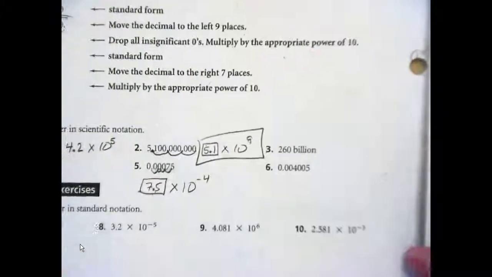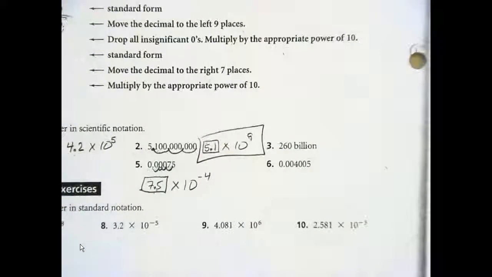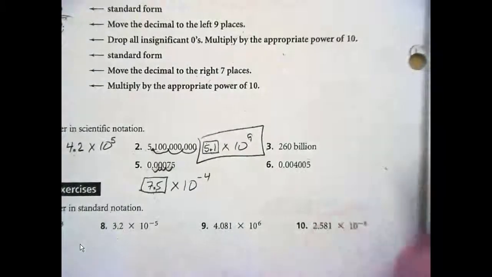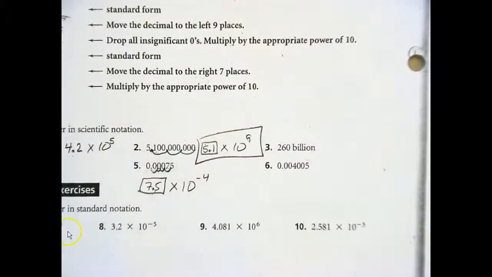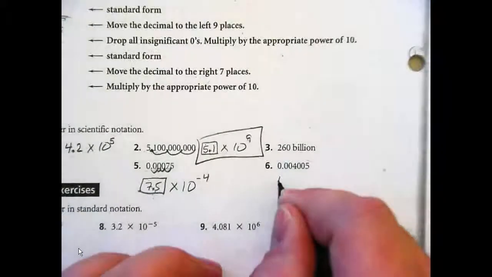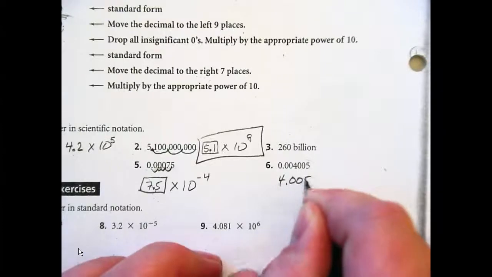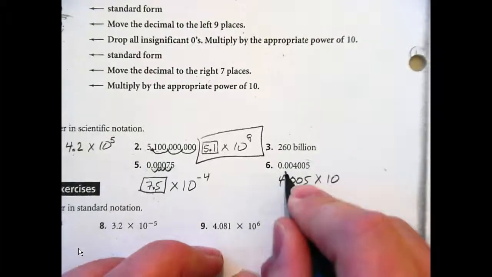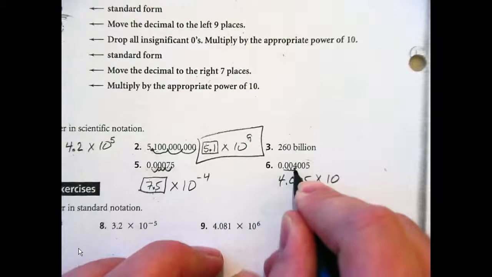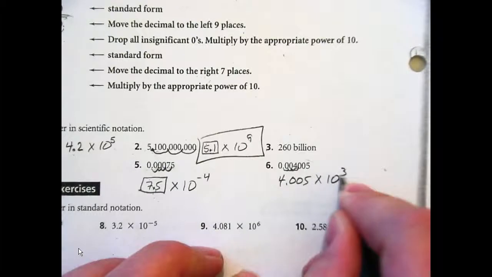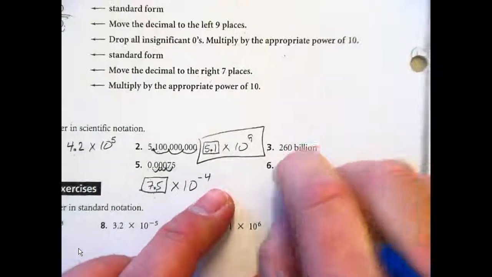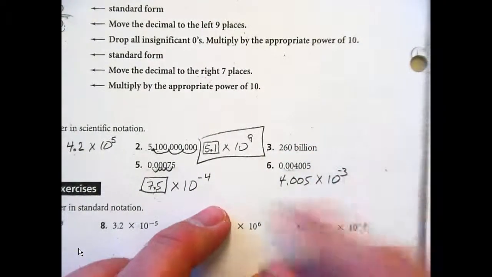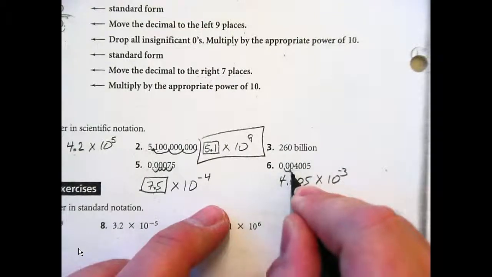Number 6. Oh, that's easy. 4.005 times 10 to the negative 30. 1, 2, 3. Yep, and it should be a negative. Very good. Goes to there, and then to there.